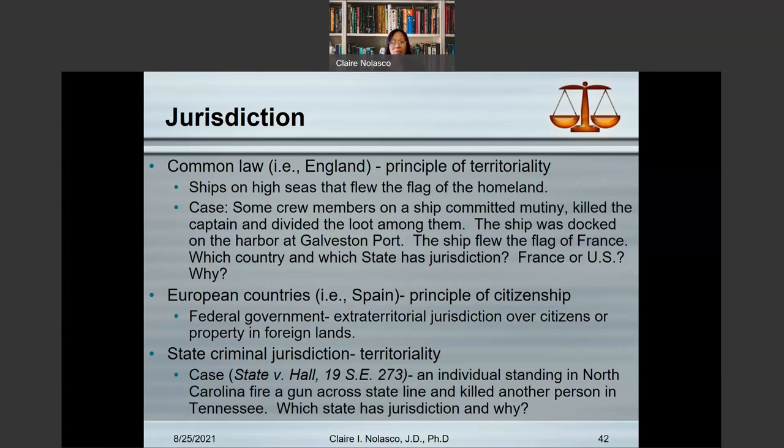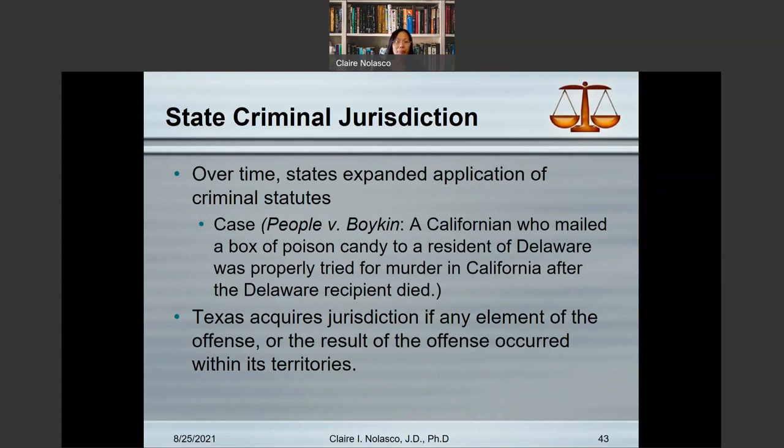Let's say an individual is standing in North Carolina and fires a gun across state line and kills another person in Tennessee. What state has jurisdiction and why? We'll go back to this later when I talk about how the elements of a crime determine jurisdiction.